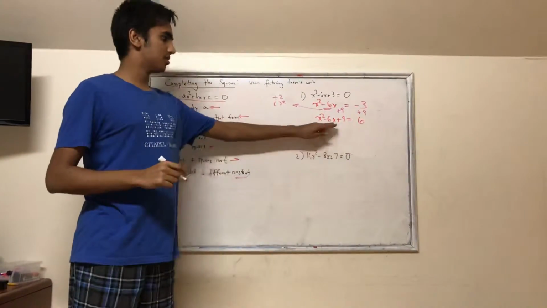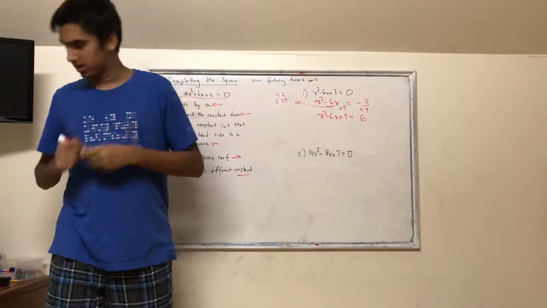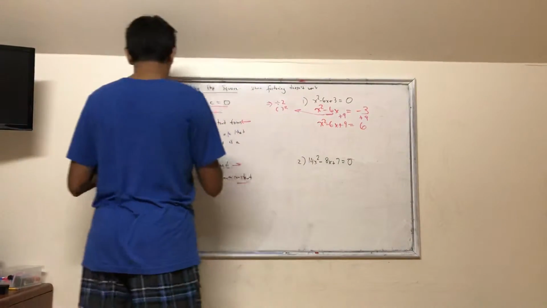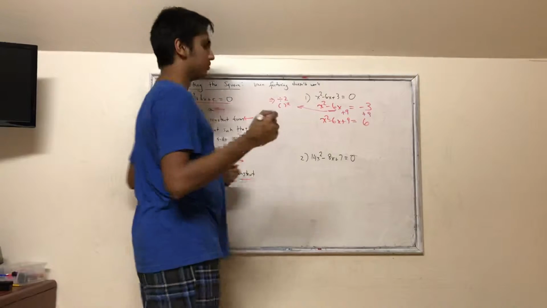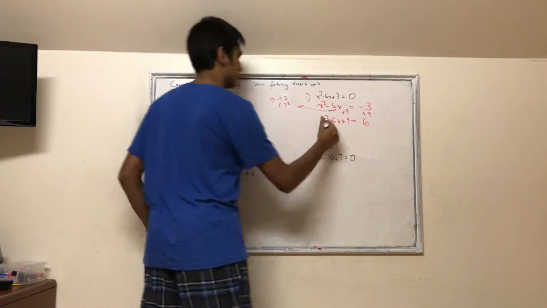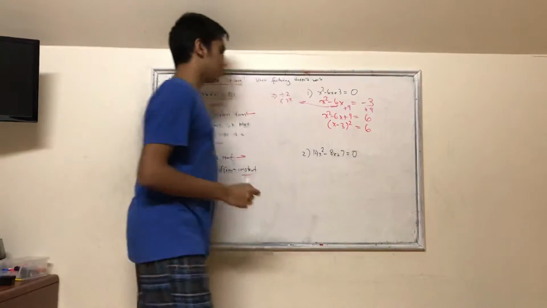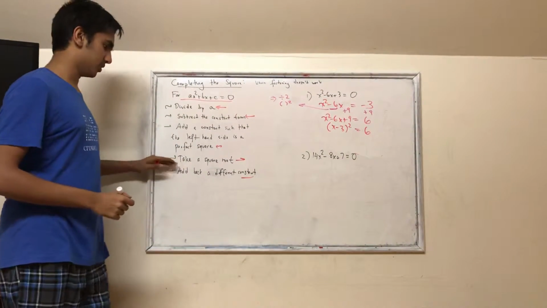I mentioned that this is a perfect square. Now, which perfect square is it? Well, to find out, we just have to do the first step, divide by 2, and we get minus 3. What that minus 3 tells us is that this is just x minus 3 squared equals 6. Now, we go to taking the square root.